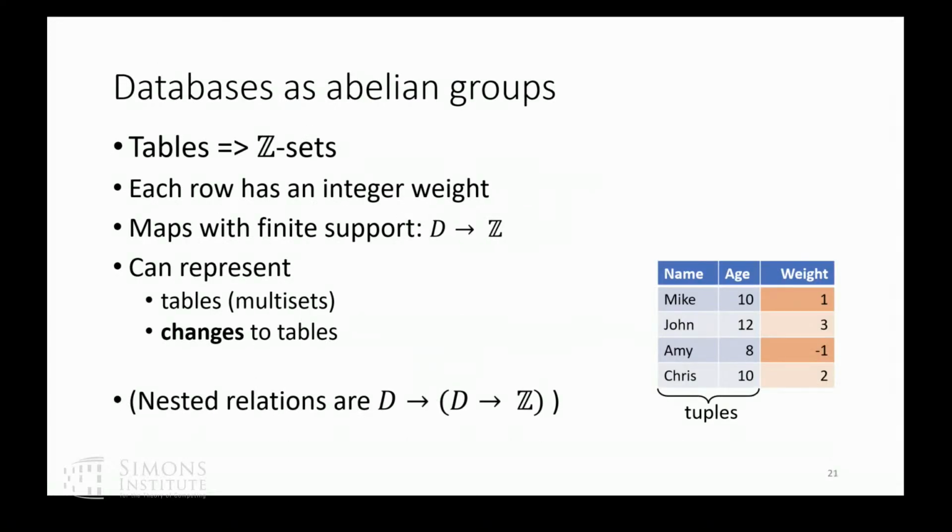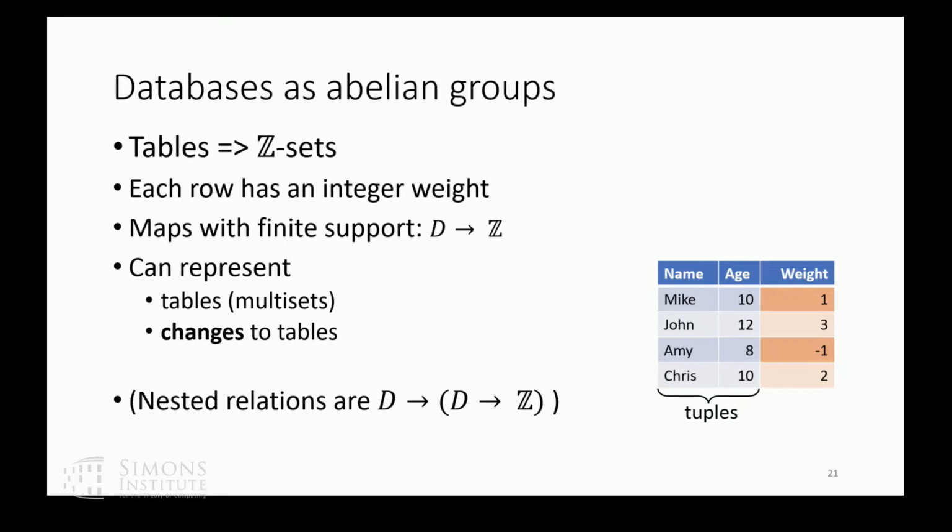Now, databases are not abelian groups, as you pointed out, but there's a simple trick which has been known for a long time, using Z-relations or Z-sets. Essentially, you just put an integer weight on each row. A table just becomes a map with finite support, which maps each row to an integer weight. Using this, you can represent tables, multisets, and changes to tables. And this is actually an abelian group because it's a function that maps to Z, which is an abelian group.